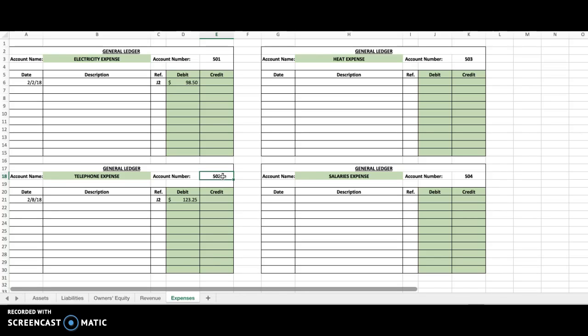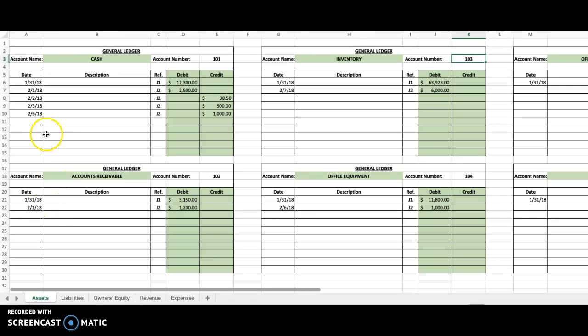Okay, and then that was a cash transaction. We paid cash for our phone bill, so we put in the date. And a credit of $123.25 because we spent money. And again, the J2 came from journal page 2.